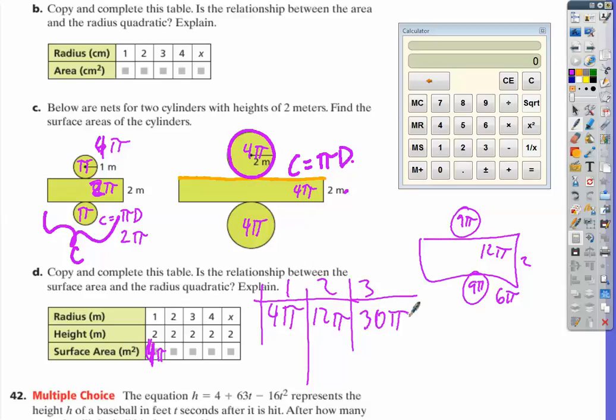I have to do one more just to make sure. And then if this has a radius of 4, we'd have 16 pi. So this would have a circumference of 8 pi. So 8 times 2 is 16 pi. So 16 plus 16 plus 16 is 32. 32 plus 16 is 48.